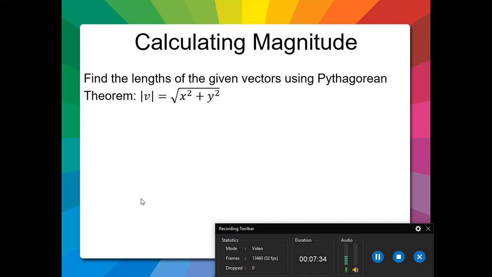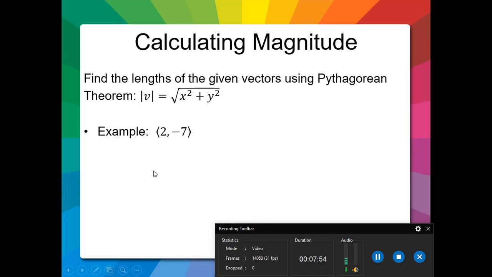So we're going to find the lengths of the given vectors. We're going to use the Pythagorean theorem. What I've done is I've simplified it a little bit. It would be a squared plus b squared equals c squared. Ultimately, when you get to that final step, we're square rooting. So this version is just a simplified version for you to sub into.